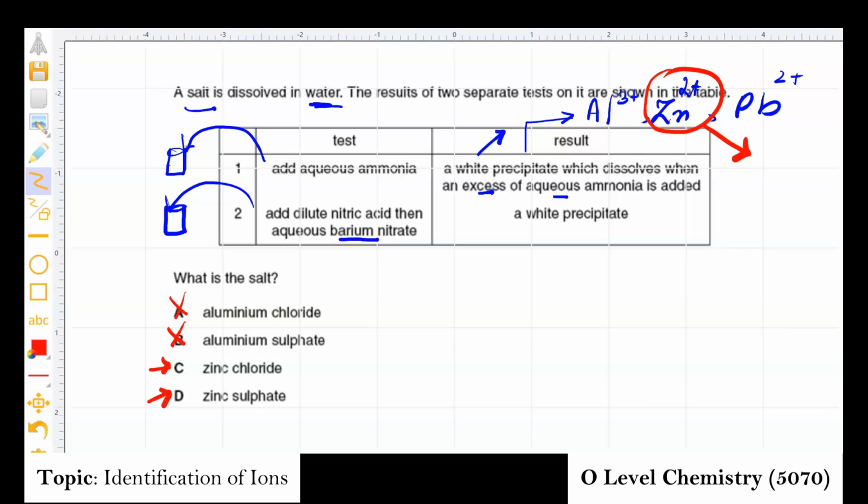Now come to the anion. You know that for the anion, you use barium nitrate to test for sulfate ion, and if sulfate ion is present you get a white precipitate. So you get your answer, that is zinc sulfate.